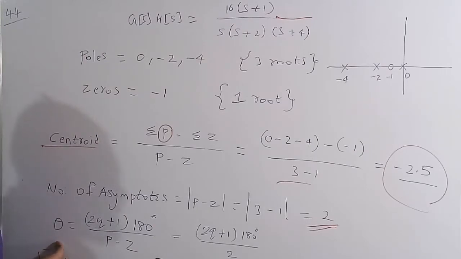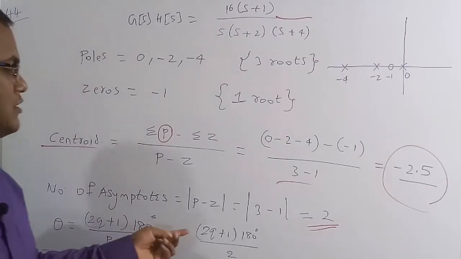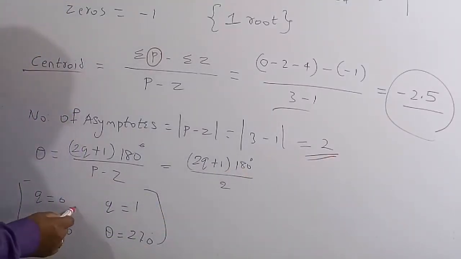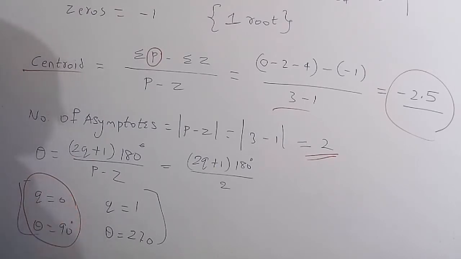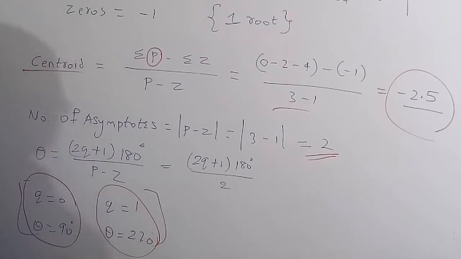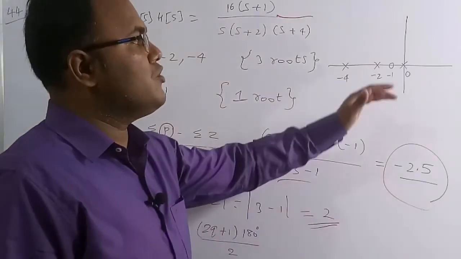So theta, what is the angle these asymptotes are going to make with the positive x-axis? It is (2q plus 1) into 180 degrees by number of poles minus number of zeros. We know P minus Z is equal to 2. Therefore (2q plus 1) into 180 by 2. If q is equal to 0, we get theta equal to 90 degrees, and if q is equal to 1, we get theta equal to 270 degrees. So one branch goes to infinity at 90 degrees and the other branch at 270 degrees. Now I am going to draw the root locus diagram.